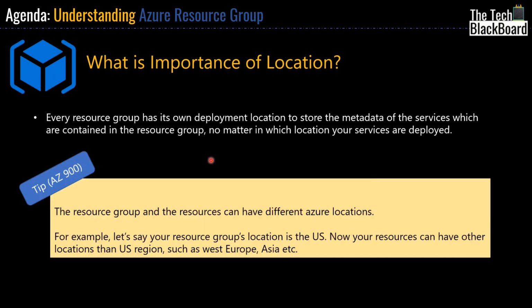Now, one more cool tip for the AZ-900 certification exam. It's important to understand that the resource group and the resources in that resource group can have different Azure locations. For example, let's say your resource group's location is US. Now your resources and services inside that resource group can have a location other than the US region. For example, they can be in West Europe, Asia, or any other Azure location.